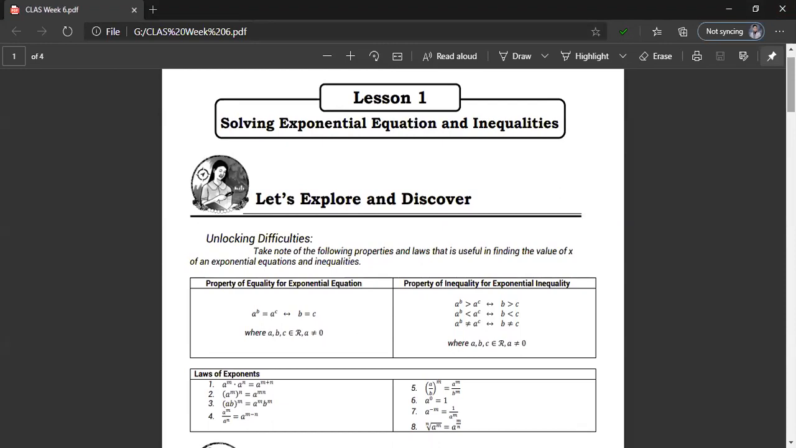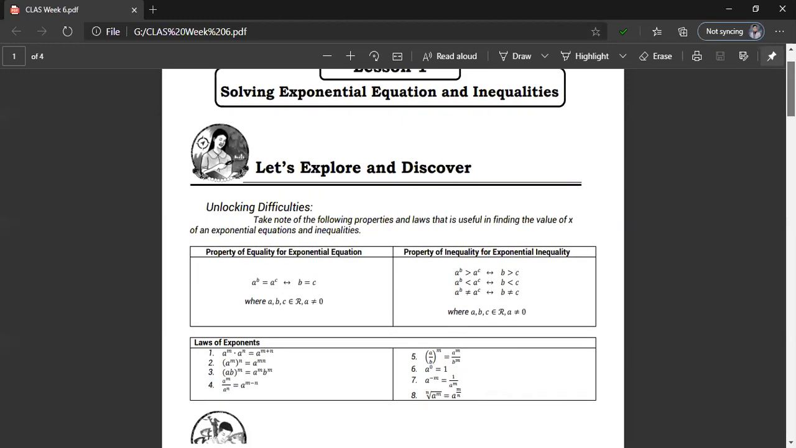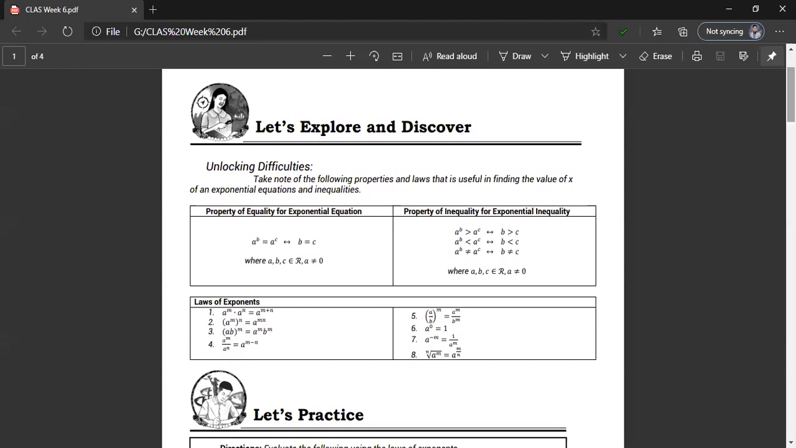So let's start our discussion about solving exponential equations and inequality. Before we proceed to our main discussion for today, let us first discuss the difficulties that we may encounter during the process. So we have Let's Explore and Discover. Actually, it's not really discover, but we are going to review what you have learned in your junior high school mathematics that would apply to our topic for today.